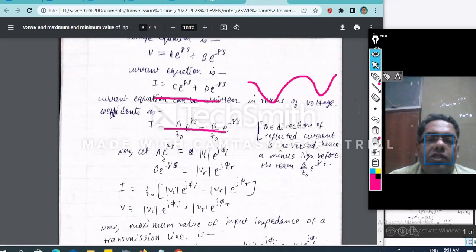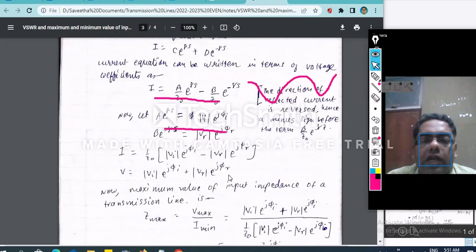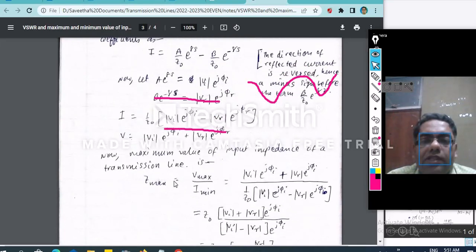Now again the same process, e to the power gamma s, I am putting s in this form, mod of Vi e to the power j, and this second term we are writing like this. Then I we can write in this form. So voltage is the addition of both. Now see, maximum value of impedance means voltage is maximum and current is minimum. Voltage maximum will occur when they add in phase, and current minimum occurs when they are in the same phase, because here the minus sign is there.